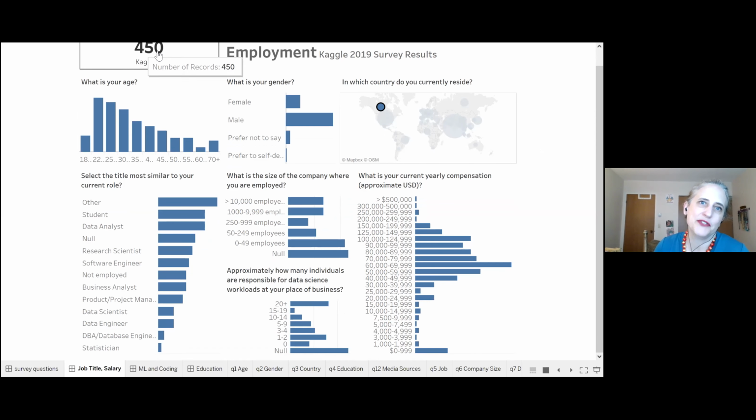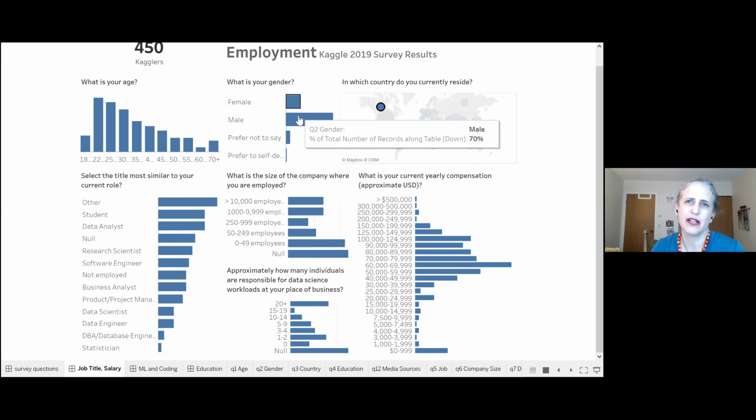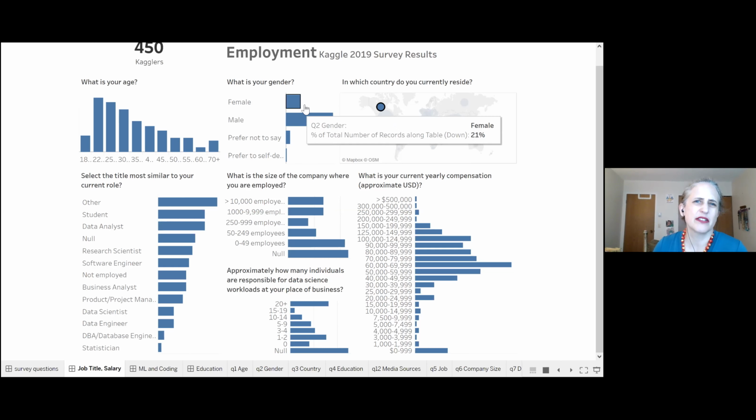So 4 in 50 people responded to currently, at the time of the survey, which was in October 2019, were living in Canada, right? And in terms of male and female, it's slightly better across Canada than across the data scientist population worldwide. When I say better, I mean more even. It's just horribly unbalanced overall. That's the big takeaway in terms of gender.